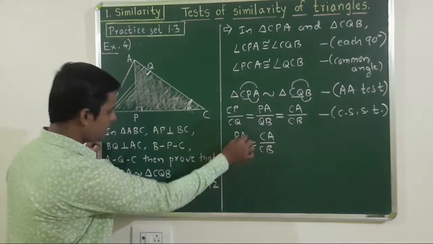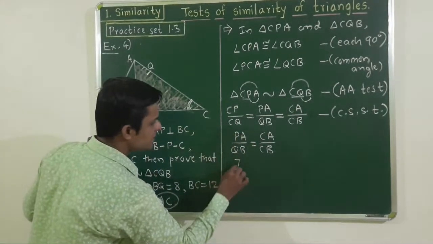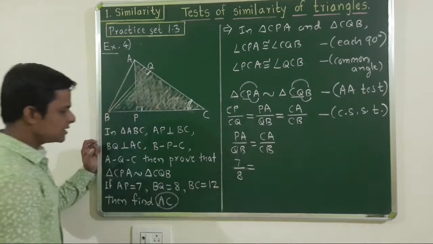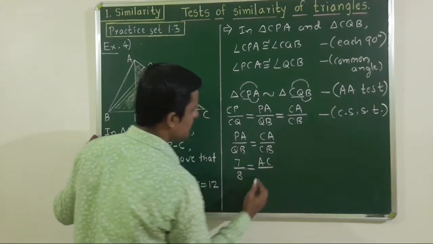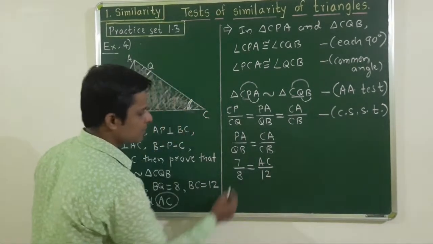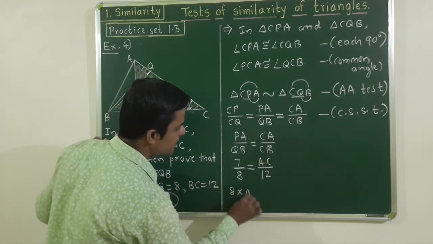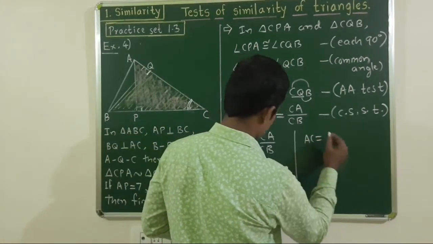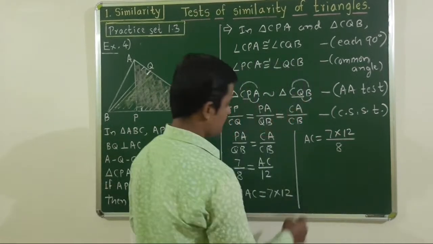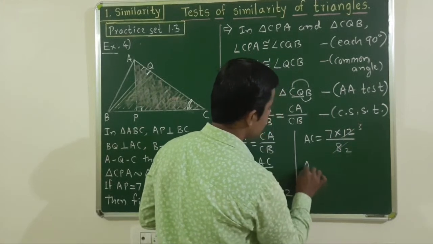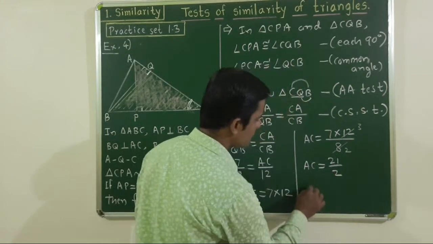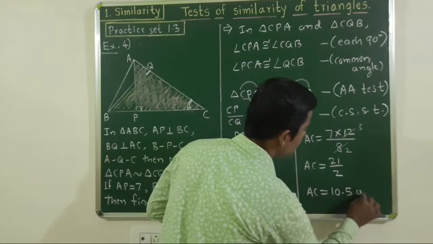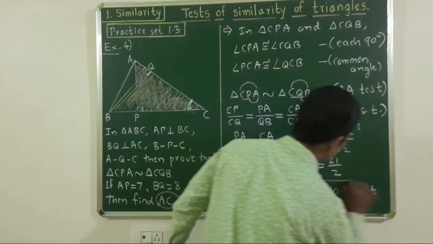Now putting values, PA means AP and PA are same, is given as 7. QB means BQ is given as 8. CA, that we have to find, CA is nothing but AC, and CB, that is BC, is given as 12. By cross multiplication we will get 8 into AC is equal to 7 into 12. Therefore we get AC is equal to 7 into 12 by 8. 4 2s are 8, 4 3s are 12, that is AC is equal to 21 by 2. Therefore we will get AC as 10.5 unit. Since unit is not given, I will write only unit.